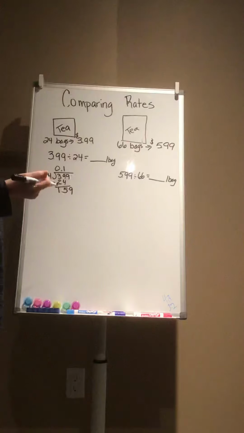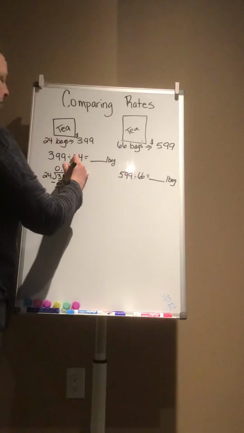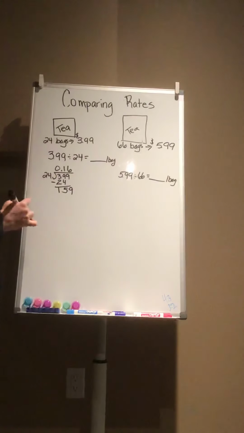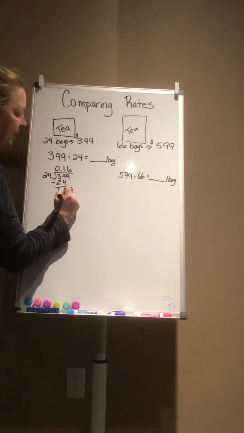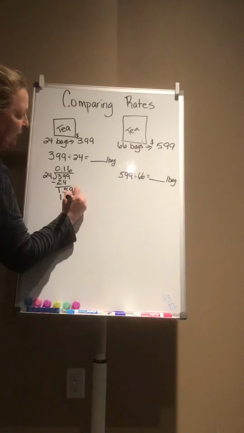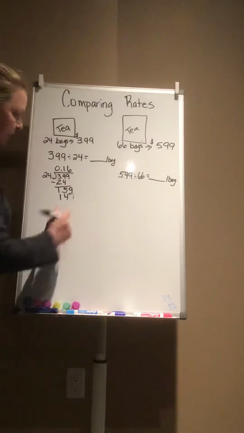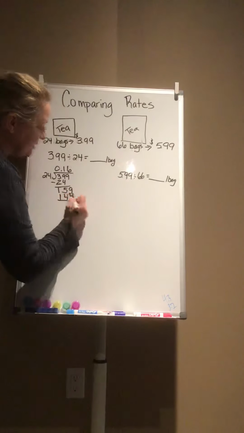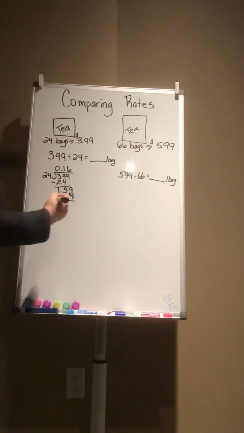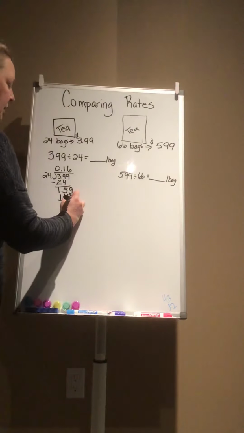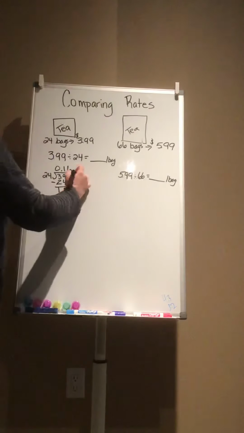And I can estimate that pretty easily. If I pretend that 24 is a 25, I know that 6 of them will be 150. And seeing as I have 24, I just take 6 away from that. So it's going to give me 144. You can use your calculator for this. Like I said, I just forgot mine upstairs. So I have a remainder of 15.